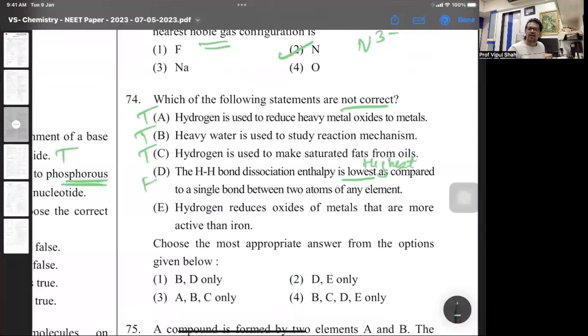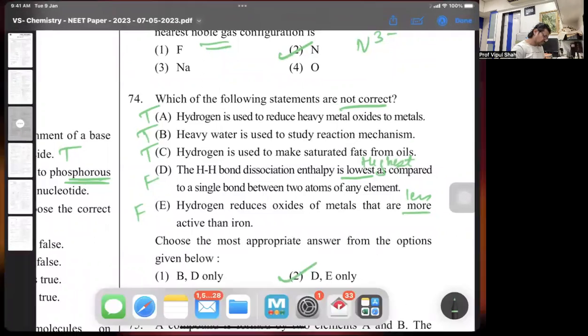And last, hydrogen reduces oxides of metals that are more active than hydrogen. Not more active, it should be less active. So D and E are the false statements. So that's option 2. That's your 74. Okay, have a look at this.